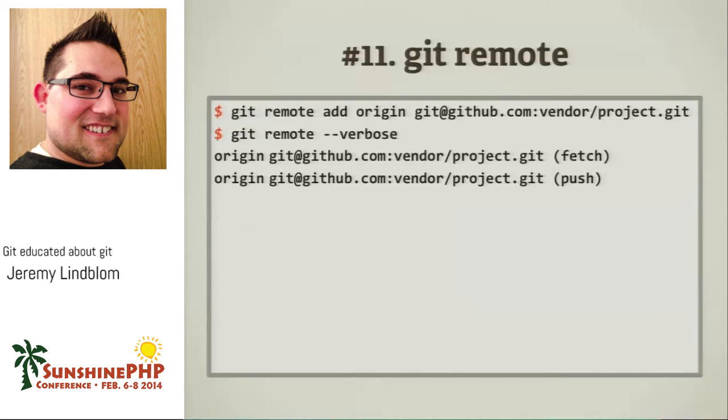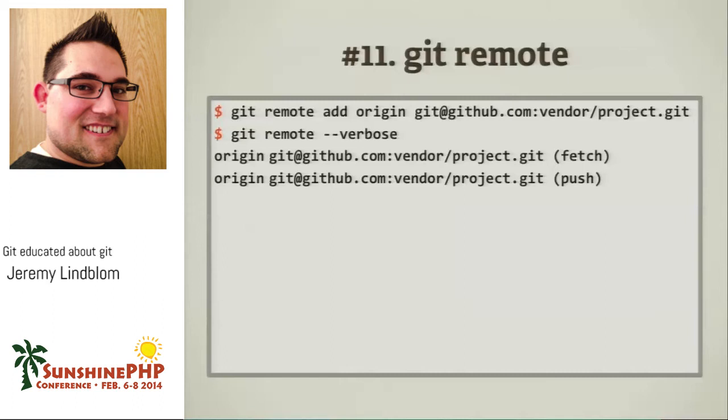But with remote, git remote has a subset of commands. So we're just talking about git remote add here. To add a remote, say git remote add, and then you give it a name. You name your remote, and then you give it the path, the URL.